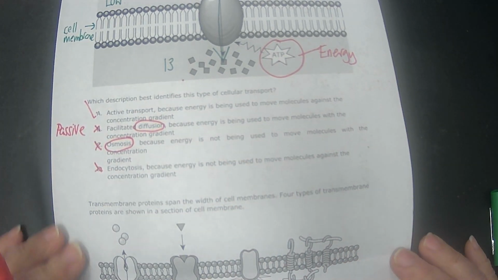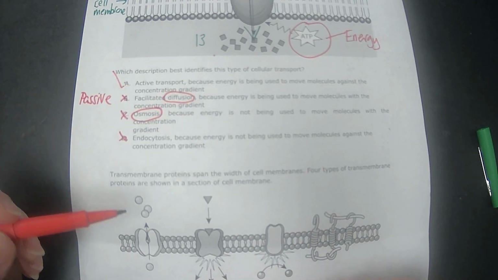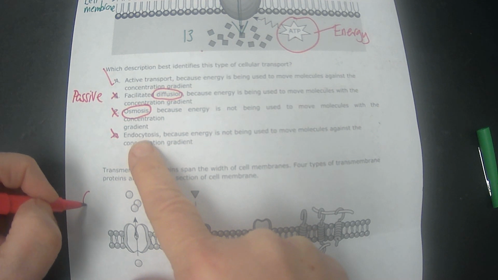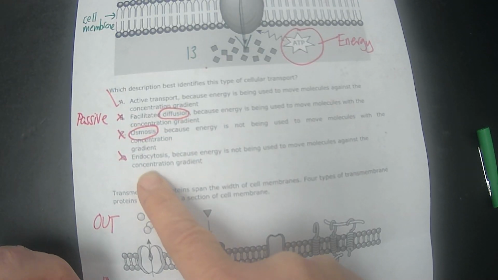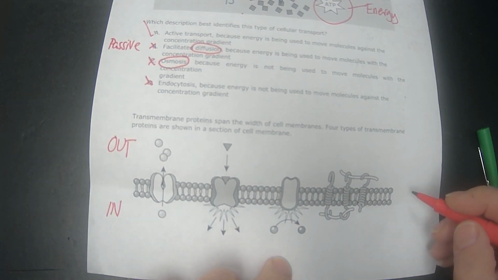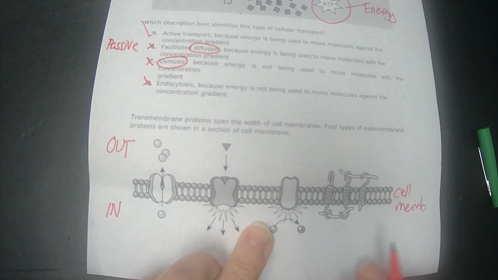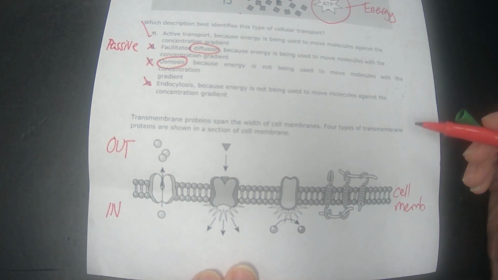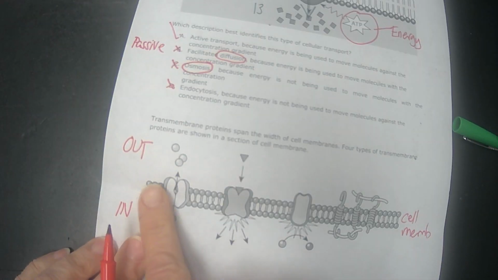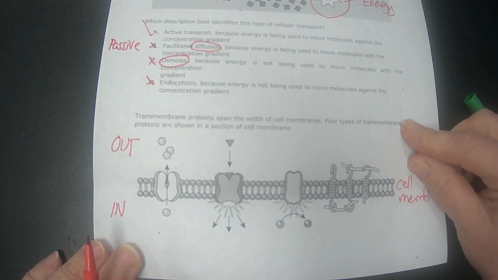Now, this last question down here, the answer choices are actually on the other side. Transmembrane proteins span the width of the membrane. If you think about it, if this is the outside of the cell and this is the inside of the cell, the cell membrane, which is here, is allowing stuff to go from outside the cell to inside the cell, or from inside the cell to outside of the cell. So this cell membrane is the boundary between the intracellular and the extracellular.